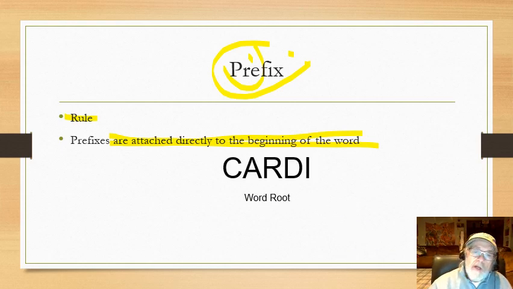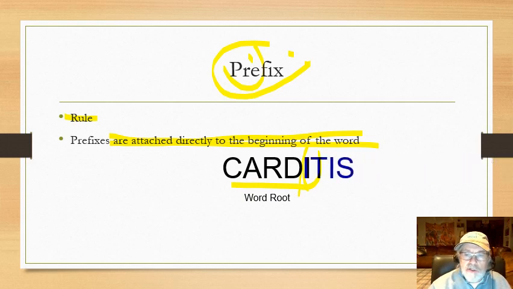Cardi. Cardi means heart. Card/i is the combining vowel form. So cardi has something to do with the heart. Because I need a word root, it always has to be followed by a suffix, itis. Now I've eliminated that combining vowel because itis as a suffix begins with a vowel itself, so I don't need it. Carditis is a good word.